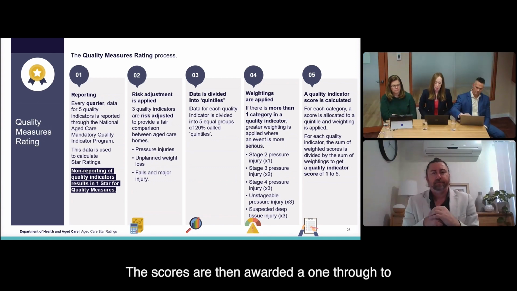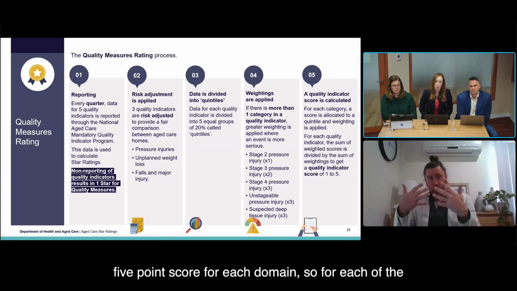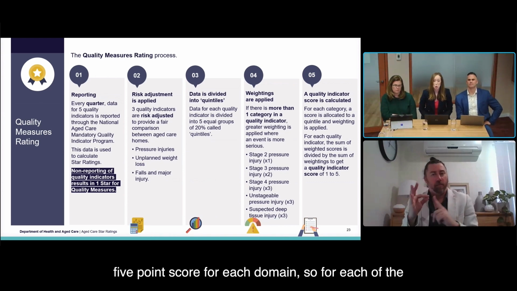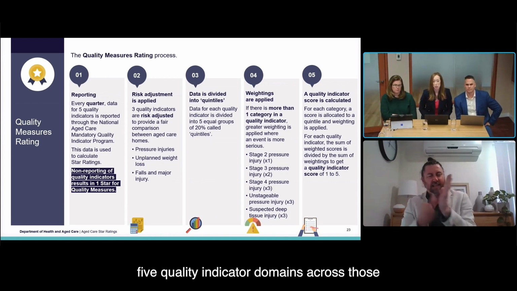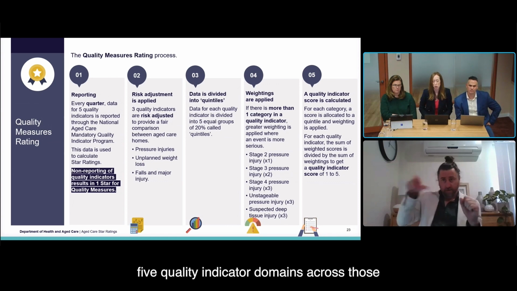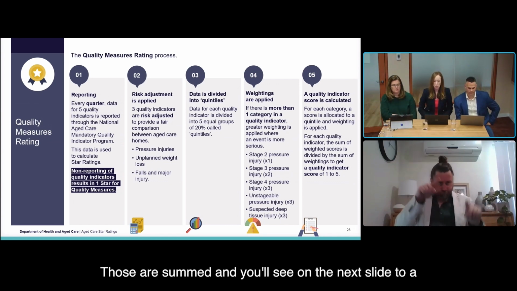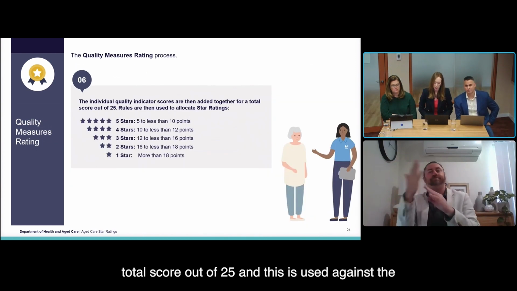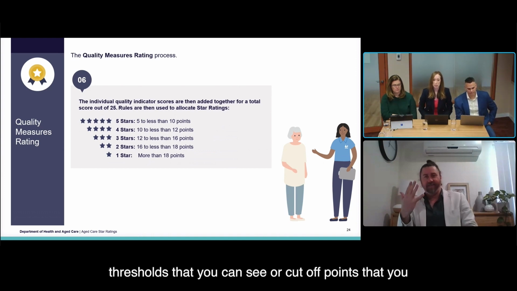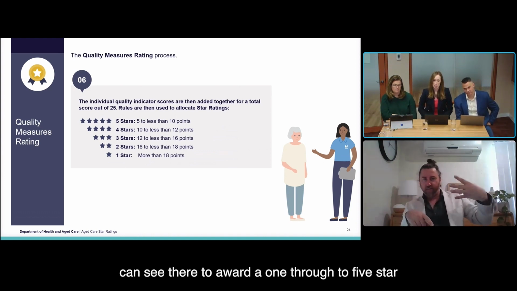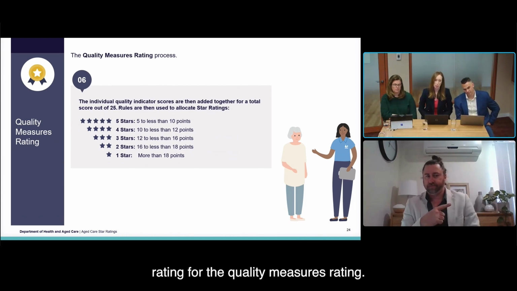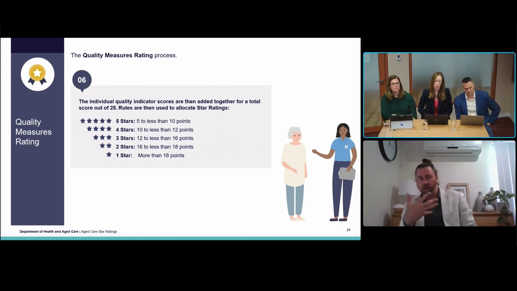The scores are then awarded a 1 through to 5 point score for each domain. So for each of the 5 quality indicator domains across those crucial areas of care that I've mentioned. Those are summed, and you'll see on the next slide, to a total score out of 25. And this is used against the thresholds that you can see, or cut-off points that you can see there, to award a 1 through to 5 star rating for the quality measures rating.